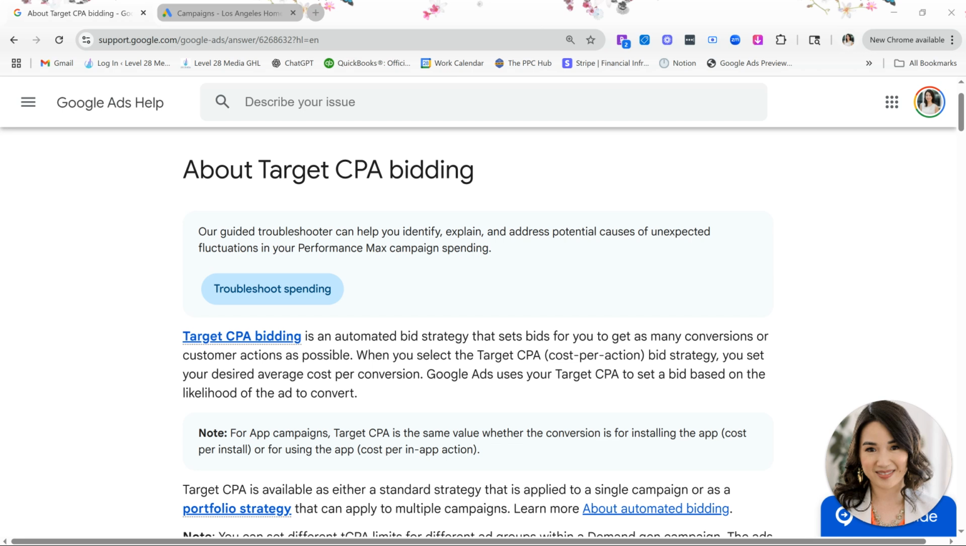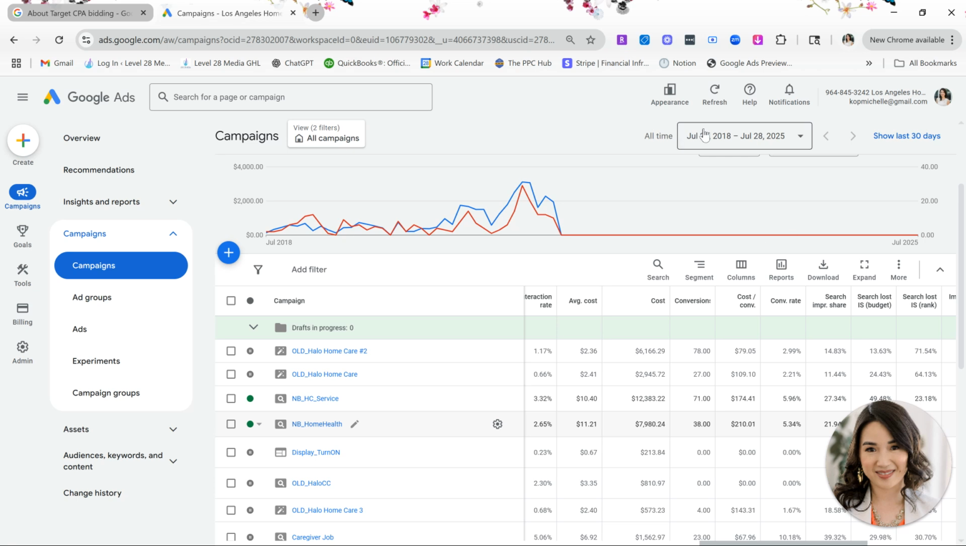So how do we set reasonable target cost per acquisition goals? Let's start with the first method, and that is to look at your historical cost per acquisition. Cost per acquisition is interchangeable here with cost per lead. I'm going to open up an old ad account. Let's just assume that what you're seeing up here is 90 days' worth of data.